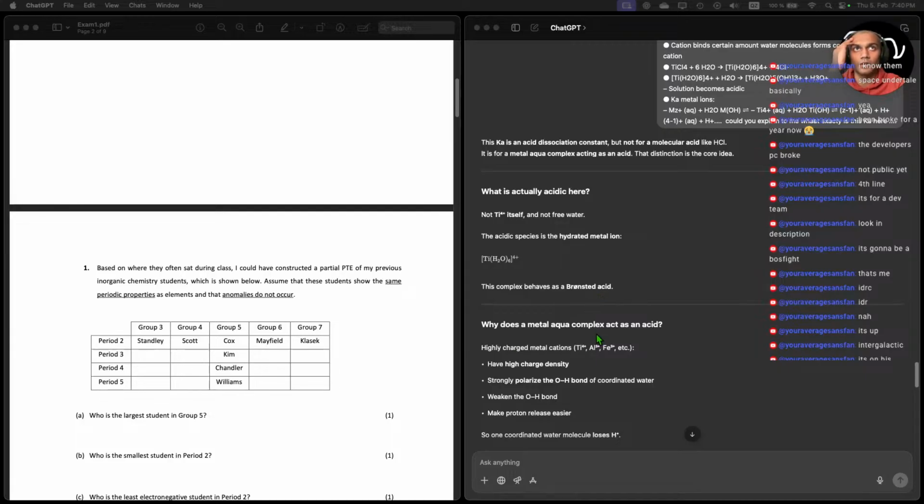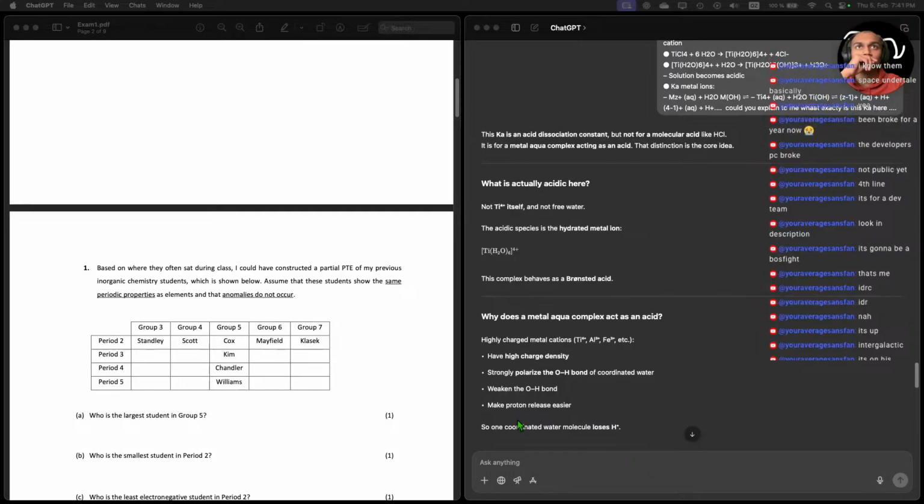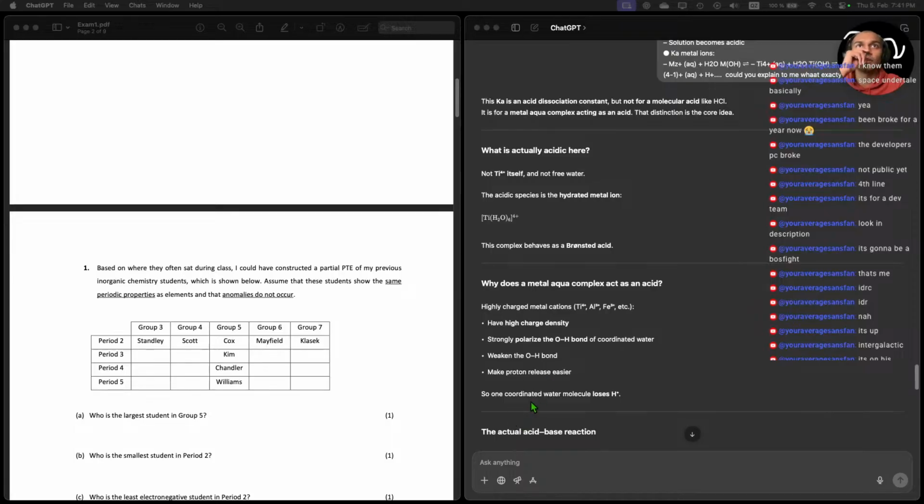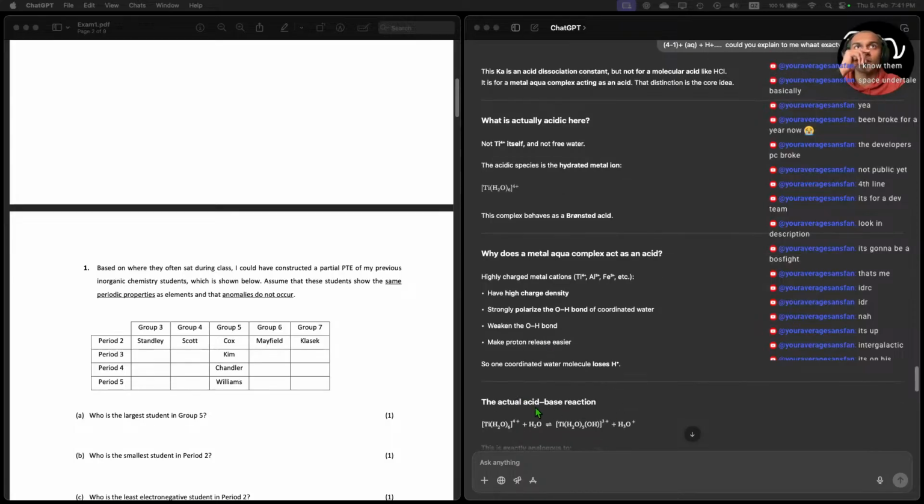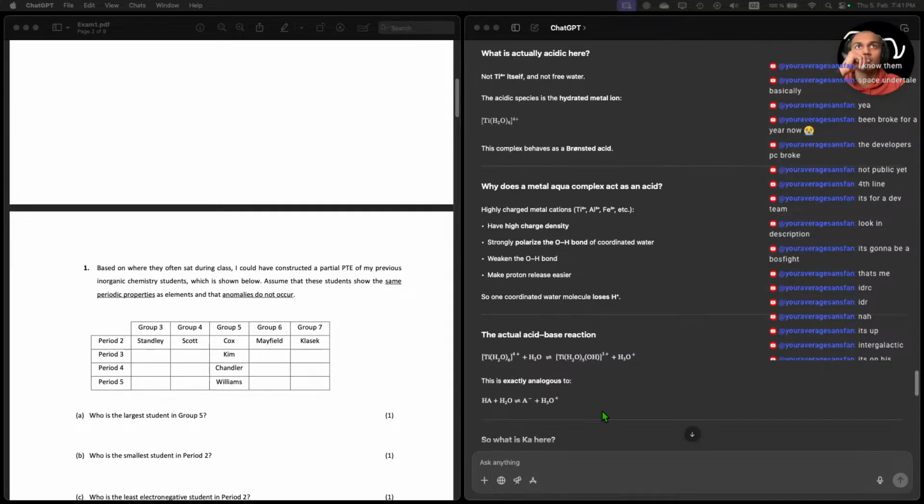Why does a metal aqua complex act as an acid? Highly charged metal cations have high charge density and are strongly polarized. They weaken the OH bond of coordinated water, making proton release easier. So one coordinated water molecule loses H plus, the actual acid-base reaction. This is exactly analogous to HA plus H2O gives A minus plus H3O plus. Okay, okay, okay, okay.